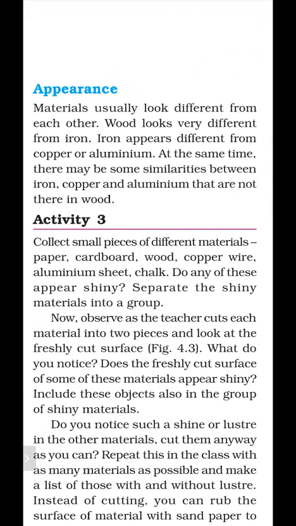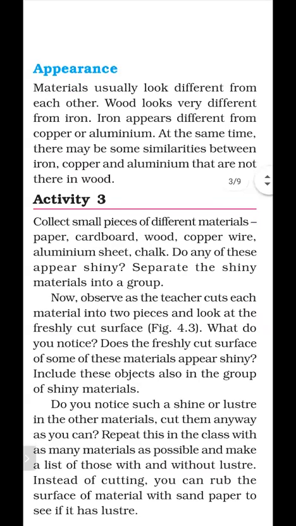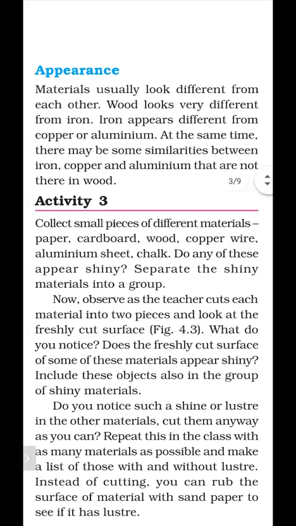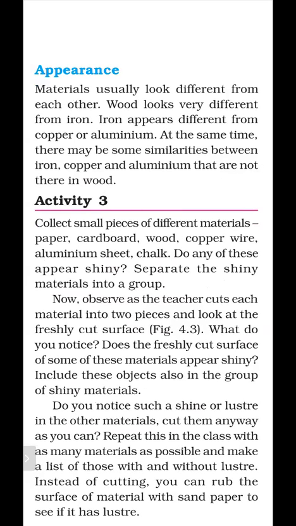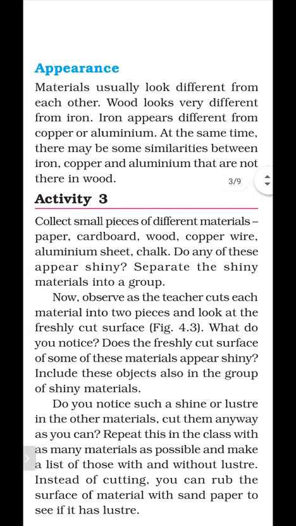And what do you mean by appearance? Every object looks different from each other. Every object in the universe is different from another object. As we see, wood is different from iron, and iron is different from copper, and copper is different from aluminium. So every object in the universe is very different from other objects.